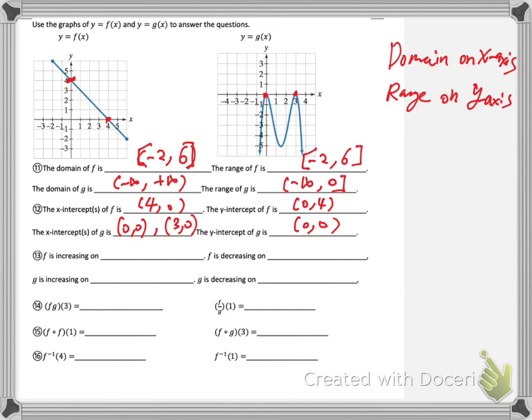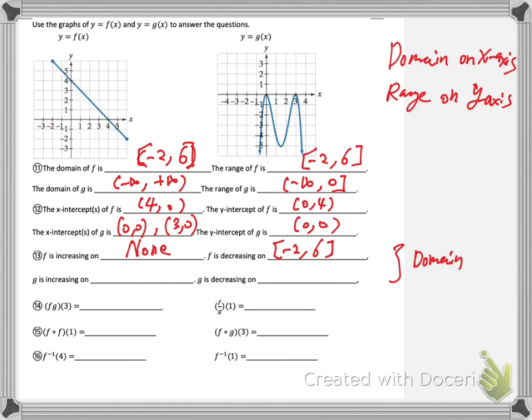So now increasing and decreasing. The whole line of f is going down, so there's no increasing. So this is none. It is decreasing on the whole domain. Increasing or decreasing is talking about parts of the domain. So f is decreasing on the whole domain, from -2 to 6.